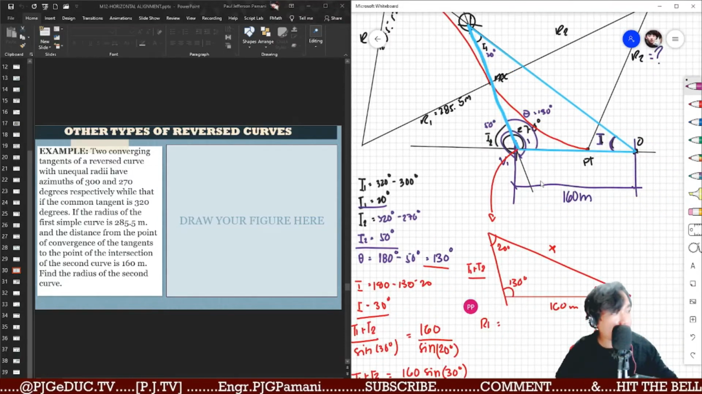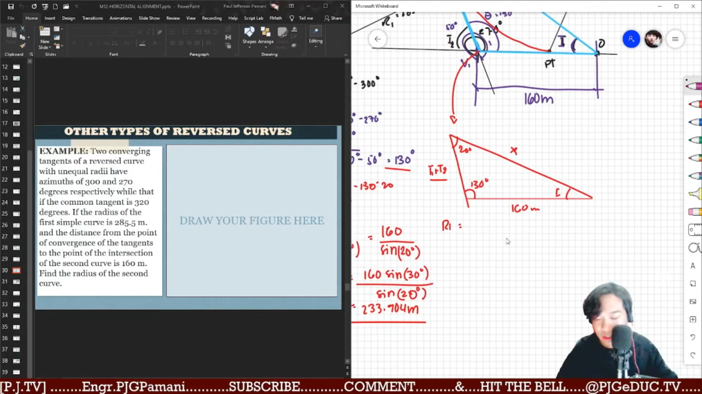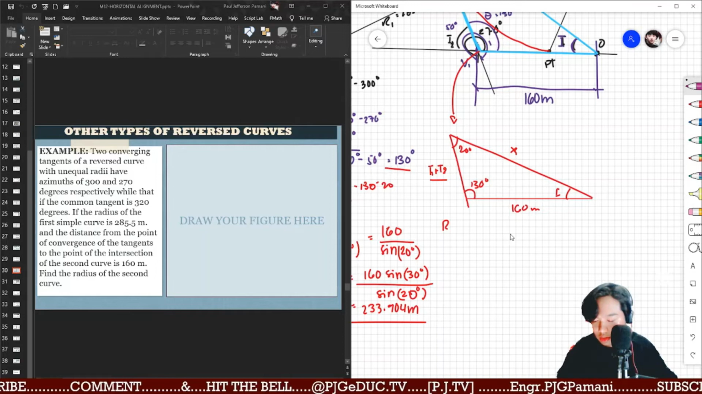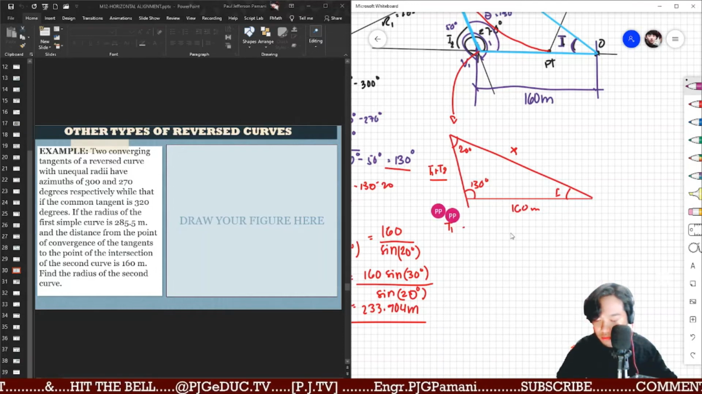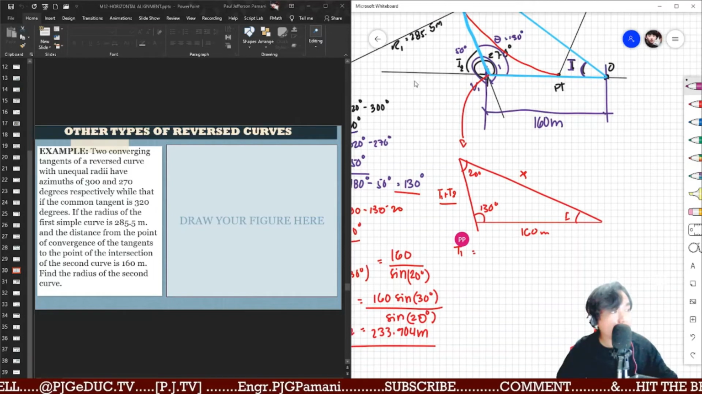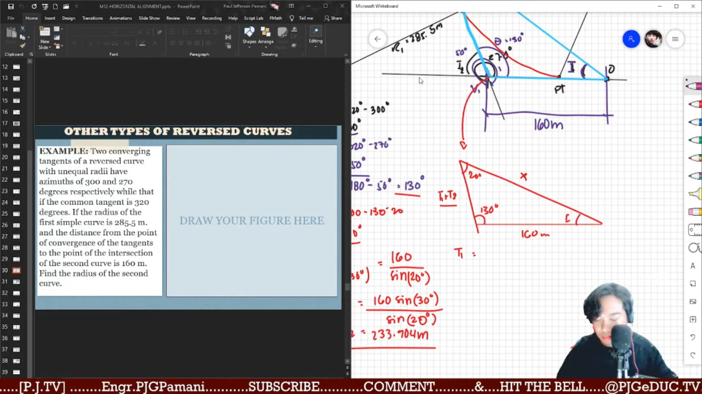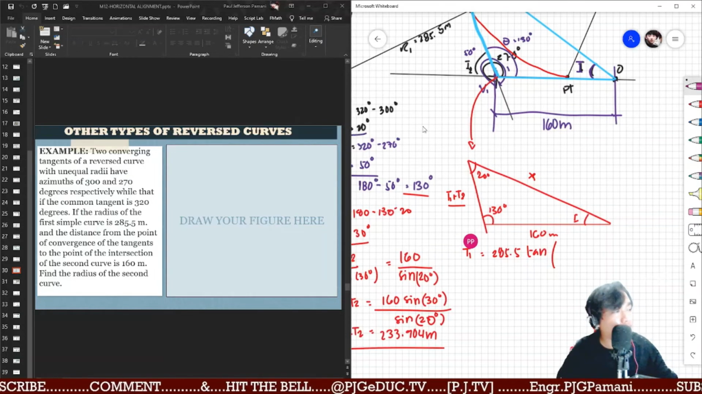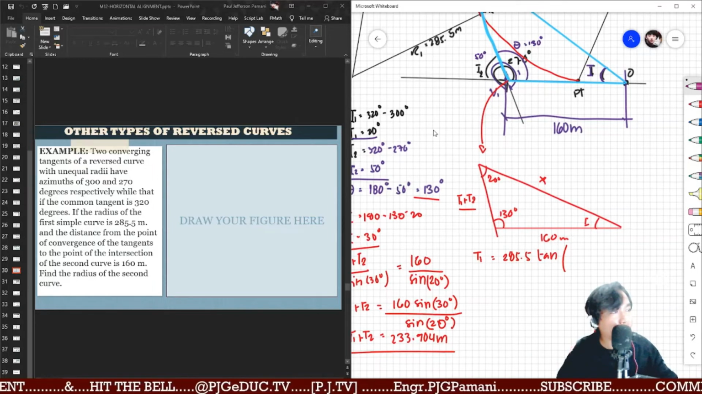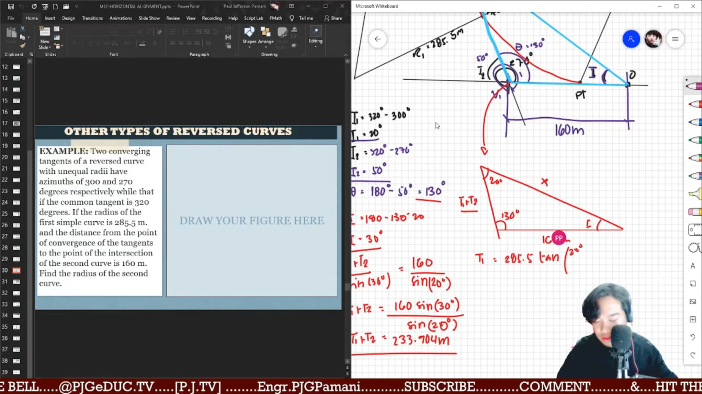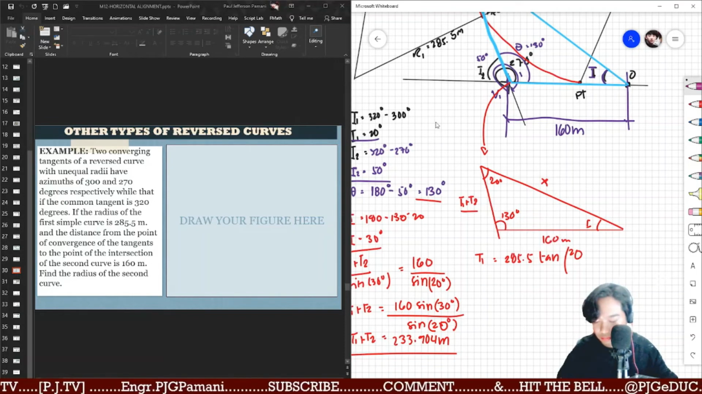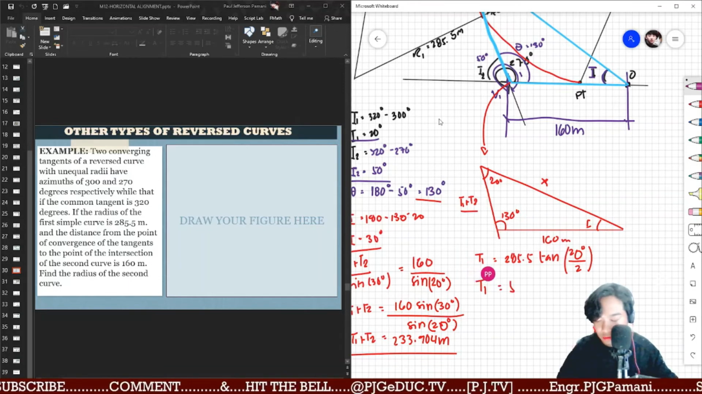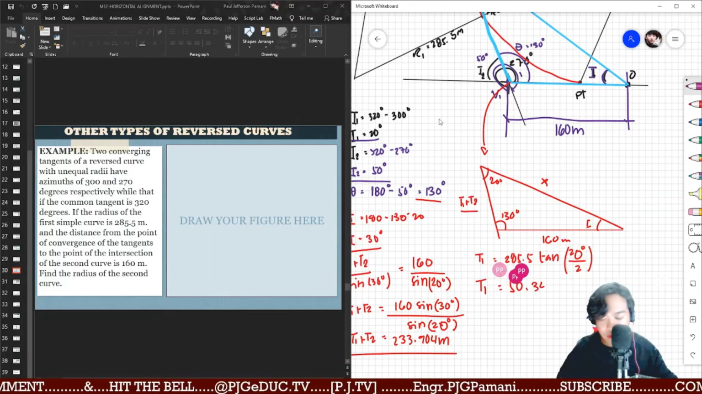Diretsuhin ko na po sa formula, kaya na mag-simplify. T1, tangent distance 1, is simply equal to the radius of the first curve, which is 285.5 meters, times tangent of the angle of intersection of the first curve, 20 degrees, over 2. T1 is simply equal now to 50.341 meters.